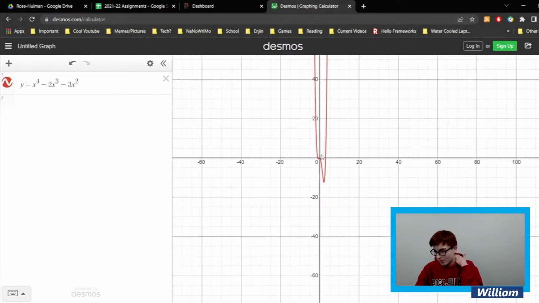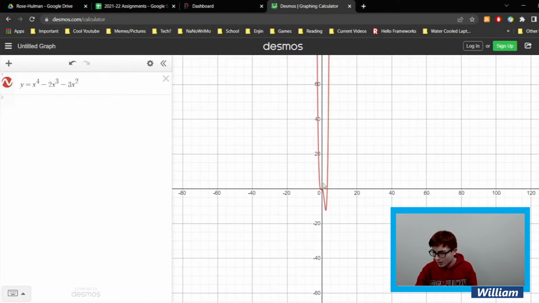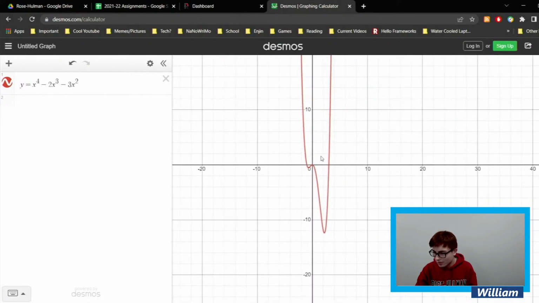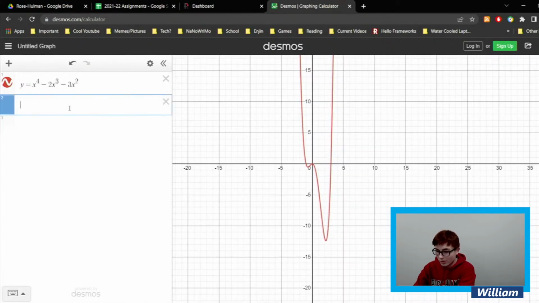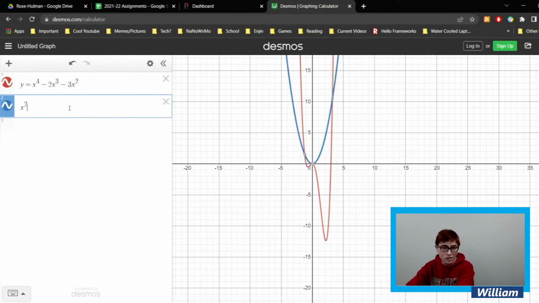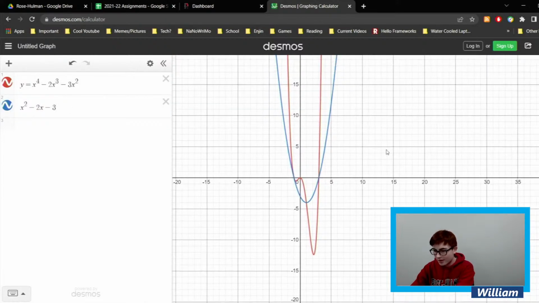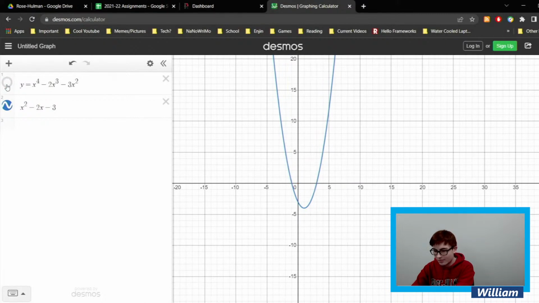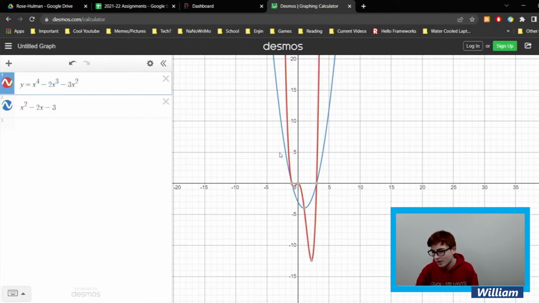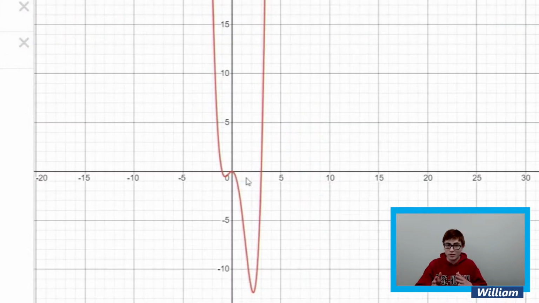So this is our quartic function, which looks a little bit weird, probably something you guys haven't quite seen before. If we graph our quadratic formula right next to it, the quadratic function that we took the formula of was x squared minus 2x minus 3. That one looks far more like a normal quadratic that we've been using. Because we solved for roots, we found the roots of the big equation, and that was 0, -1, and 3.